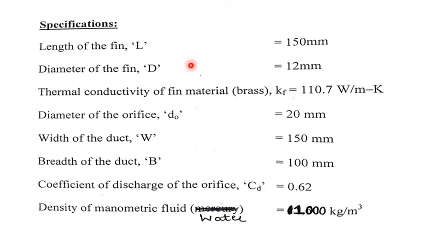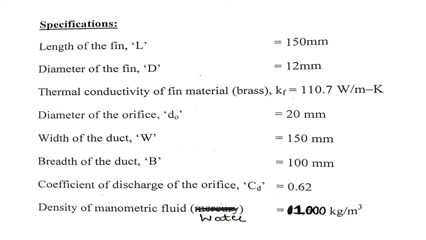Now we'll see the specifications. The length of the fin L is 150 mm, and the diameter of the fin D is 12 mm. We have used brass as the fin material. The thermal conductivity of brass is 110.7 watt per meter Kelvin. The diameter of the orifice D0 is 20 mm. The width of the duct W is 150 mm, the breadth of the duct B is 100 mm, and the coefficient of discharge of the orifice CD is 0.62, which is standard. Water is used as the manometric liquid, and the density of water is 1000 kg per meter cube.